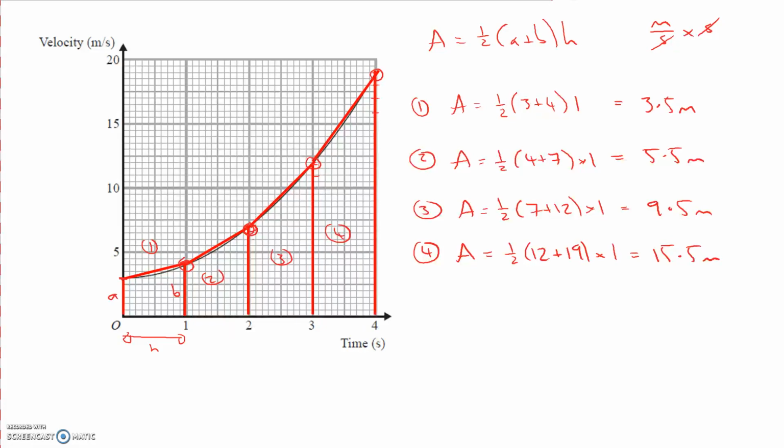So we know that the area under those 4 trapezia represents the distance travelled, and that's going to be the sum of those 4 values. So we've got 3.5 plus 5.5 plus 9.5 plus 15.5 is going to give us our total distance. Those 0.5s make 2. This is a calculator paper, but this is not tricky. We've got 19, 24, 29, 32, looks like 34 metres. So our total distance travelled is 34 metres, and we found that by working out the area under the curve, but it's only an estimate.